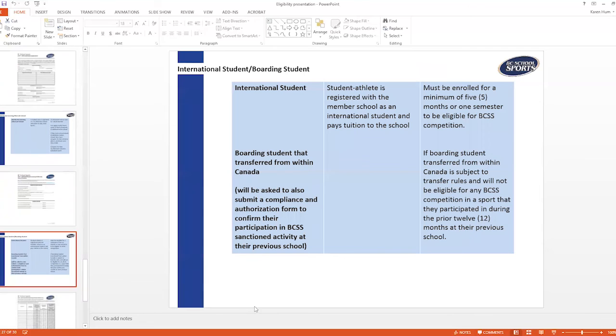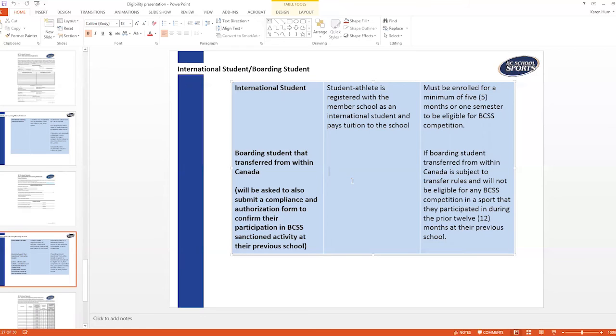Okay, the next one we're going to move on to is our international students. We receive a lot of these. I'm not sure how this is going to be next year with everything that's going on, but a couple of things that we've already touched bases on: the requirement for that student to be registered a minimum of 5 months or 1 semester to be eligible for BCSS competition.